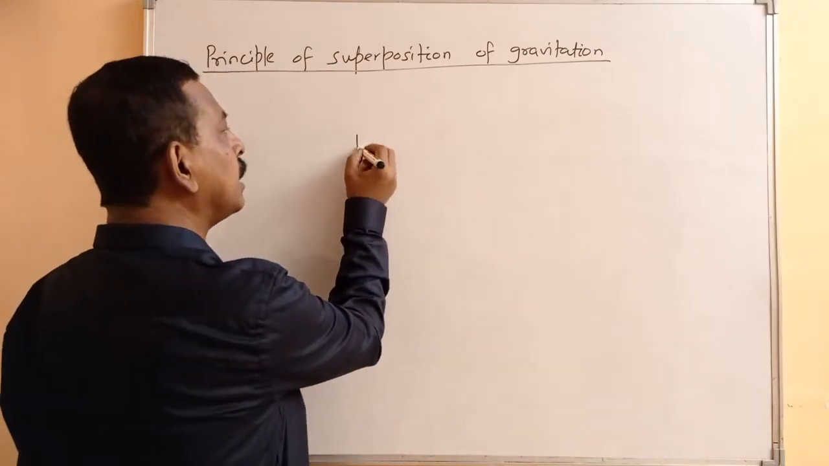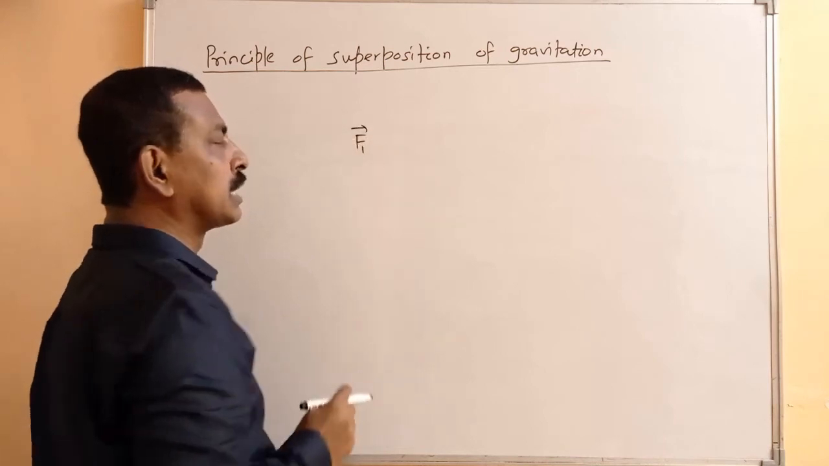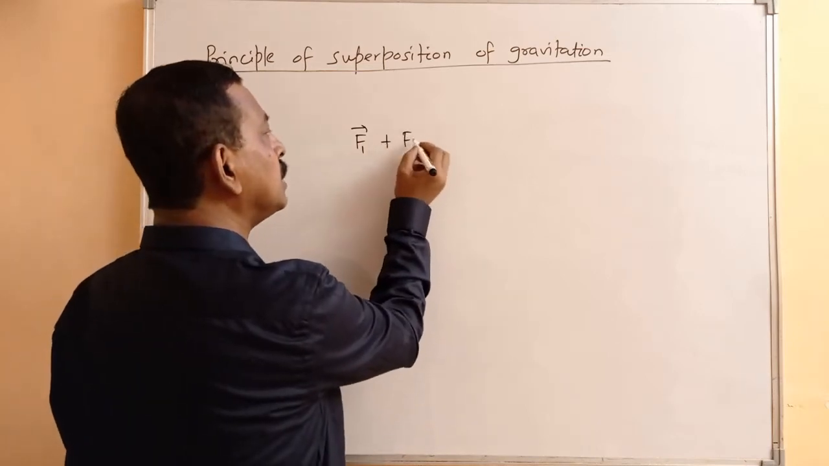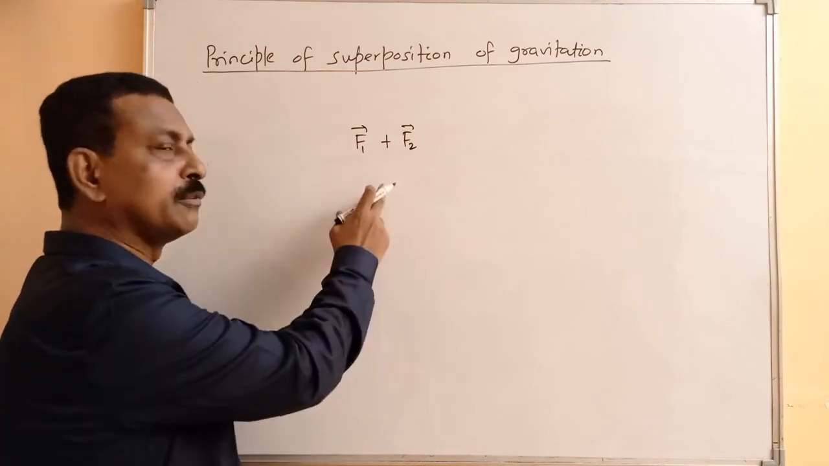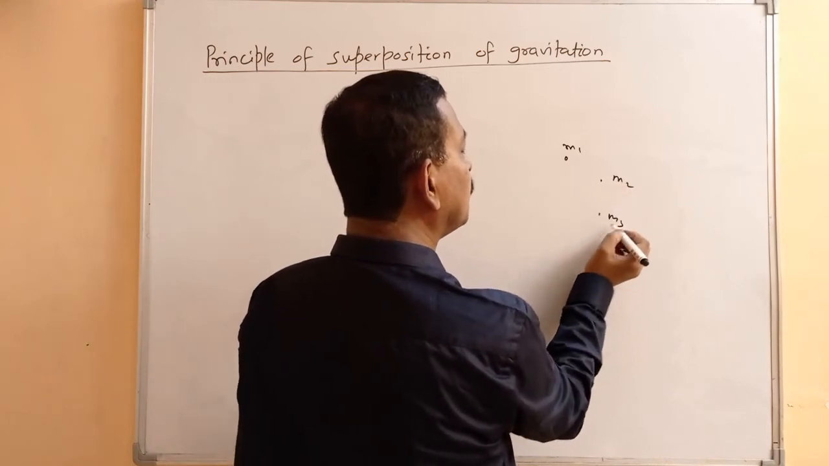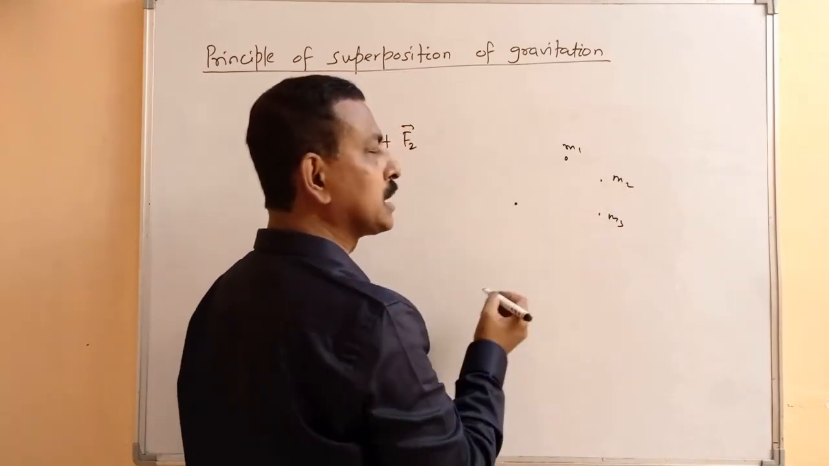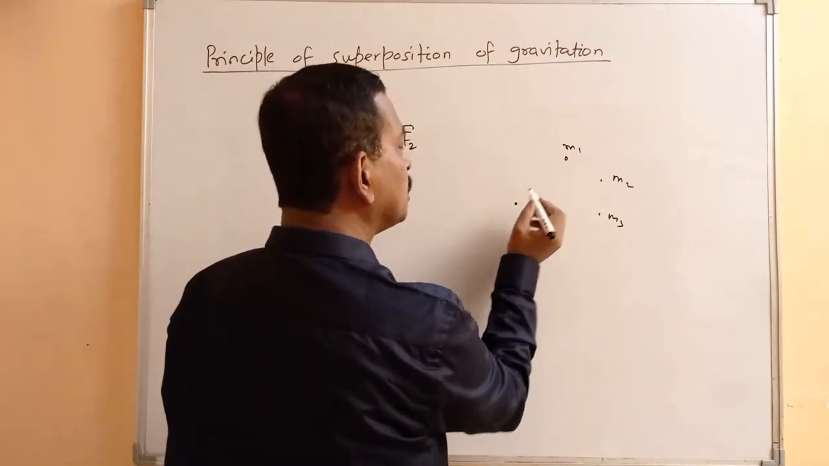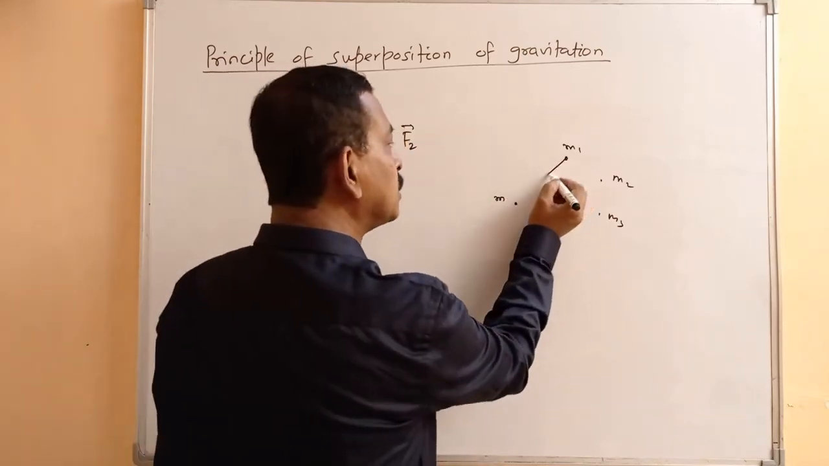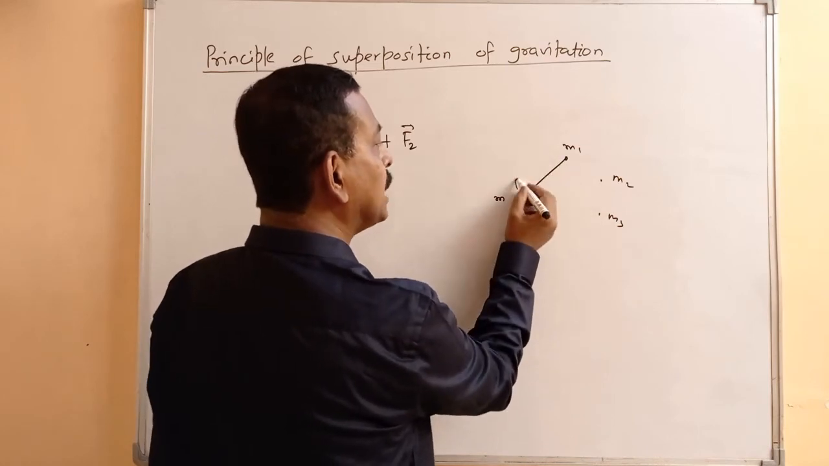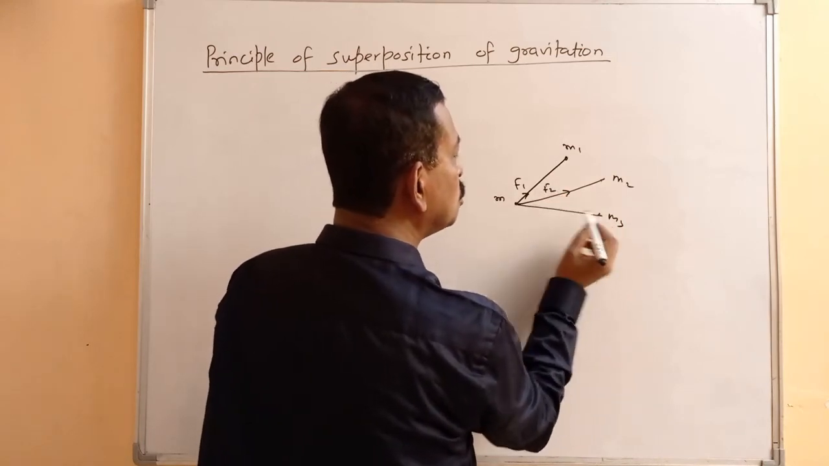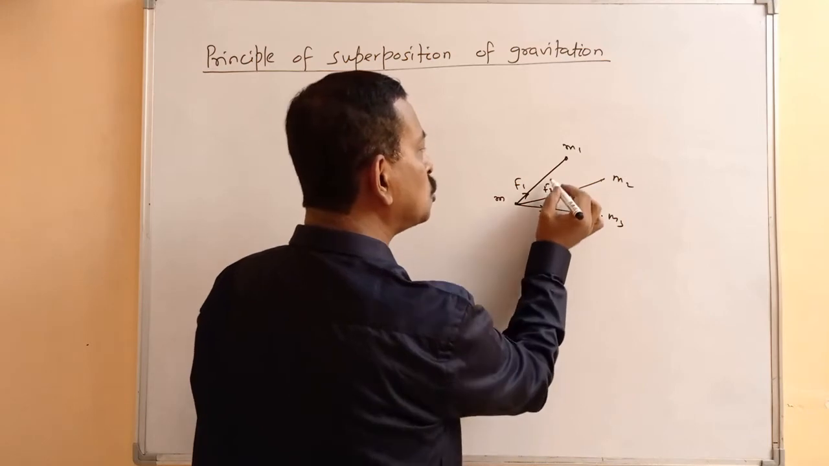So suppose F1 is the gravitational force exerted by a particular mass, say M1. There is another one that is exerting force F2. Like here you can assume that you have mass M1, M2, M3. All are exerting force on a particular point mass. Suppose this particular point mass is here, M. This one is experiencing force due to this one as F1. Due to M2 it is experiencing F2. Due to this it is experiencing F3, and so on.